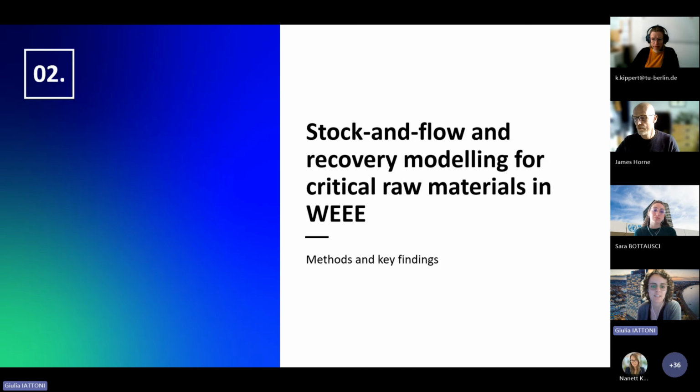Thanks for the introduction, and thanks to all the participants for the interest in the FutuRaM project and in the results for WEEE. In particular, this first part of the session will cover the stock and flow and the recovery modeling for critical raw materials in WEEE, with an overview on the methods and on some key findings.